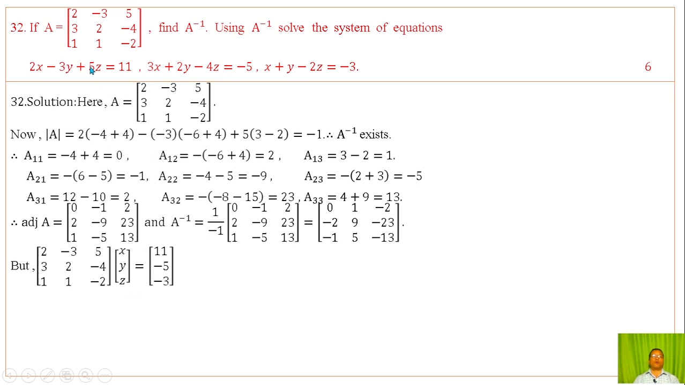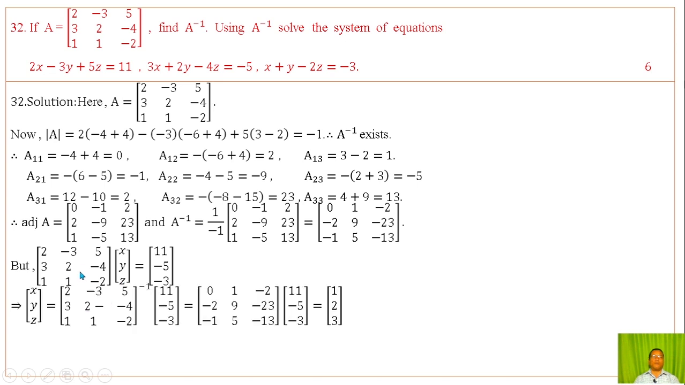But the given system of equations can be written in matrix form as this. Multiplying both sides by A inverse, we have this. We get the column matrix of constants. Multiplying A inverse with the column matrix, we get the values. Then x is 1, y is 2, z is 3. Thus x equal to 1, y equal to 2, z equal to 3.